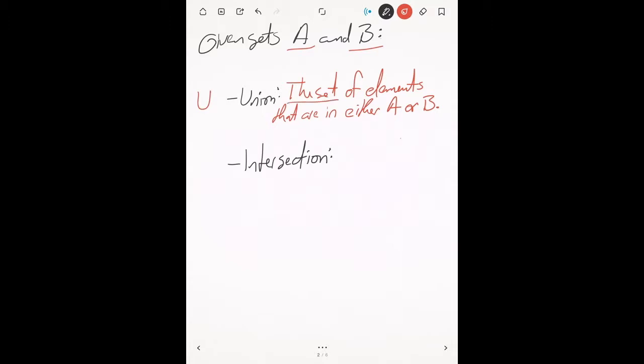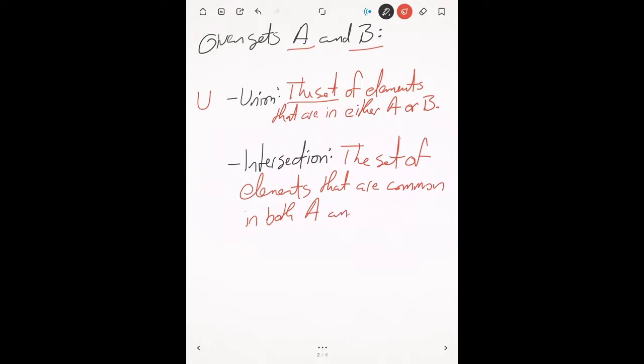For intersection, we are going to define the intersection as the set of elements that are common in both A and B.